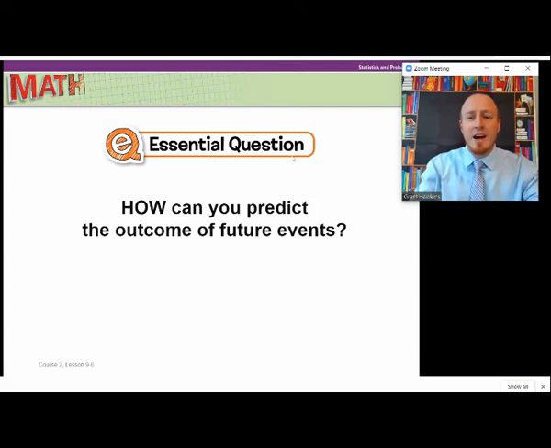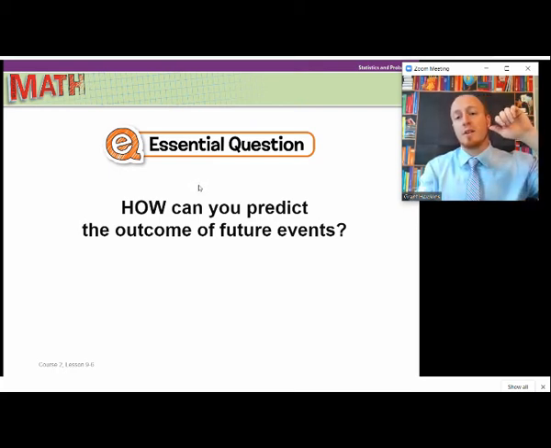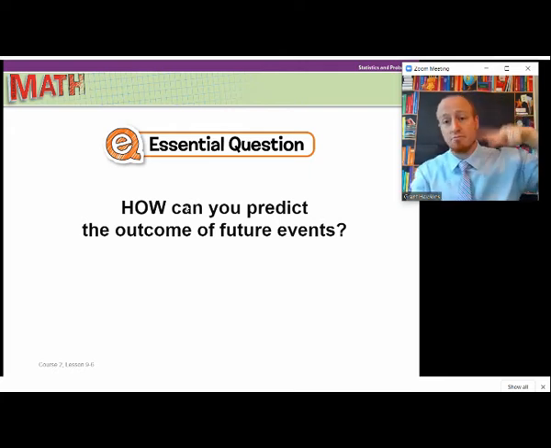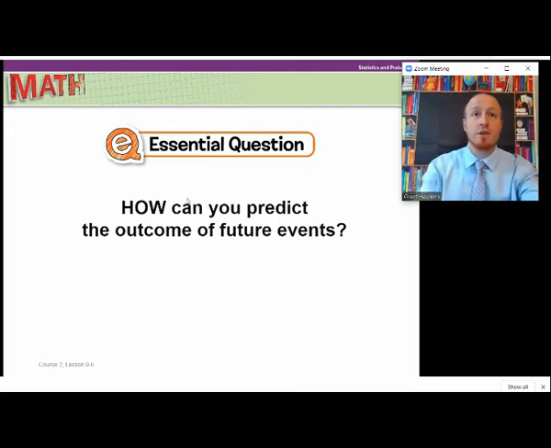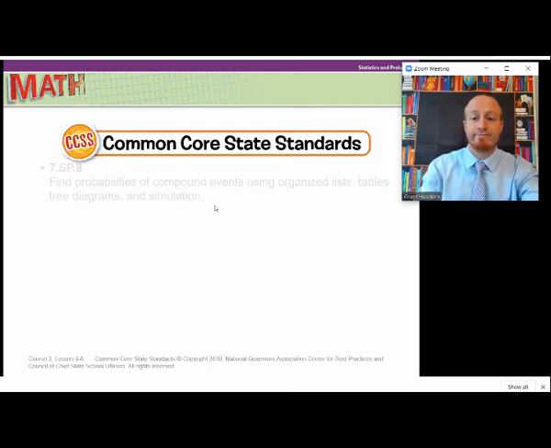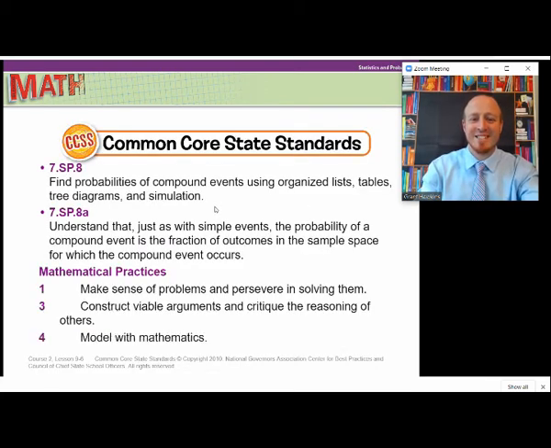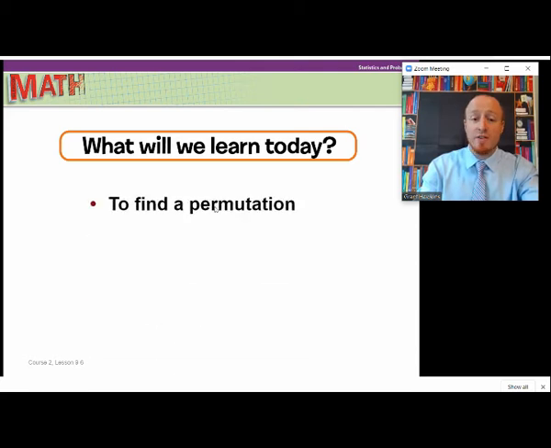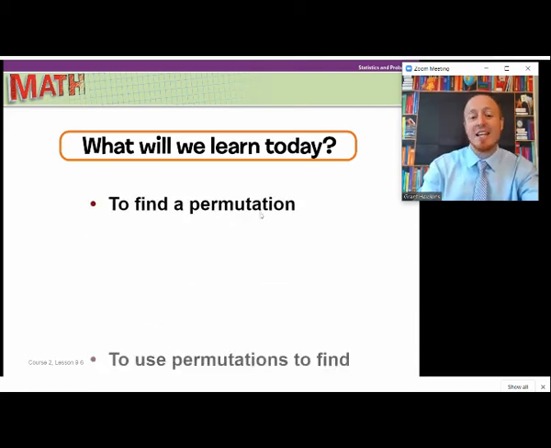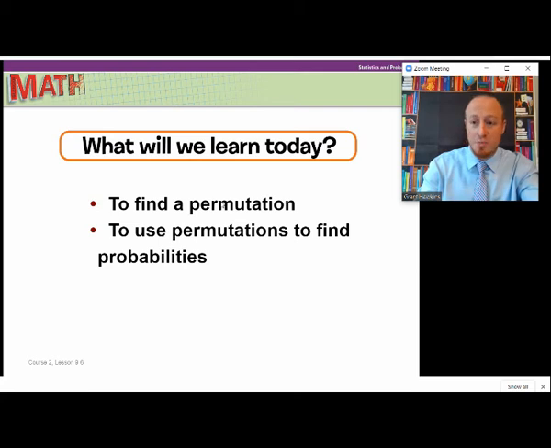It's weird. All right, so how can you predict the outcome of future events? Well, we've talked about this essential question all unit long. You can do simple probability. You can do a simulation. You can act it out. Yeah, lots of different ways you can do. What will we learn today, however? To find a permutation. To use permutations to find probabilities.